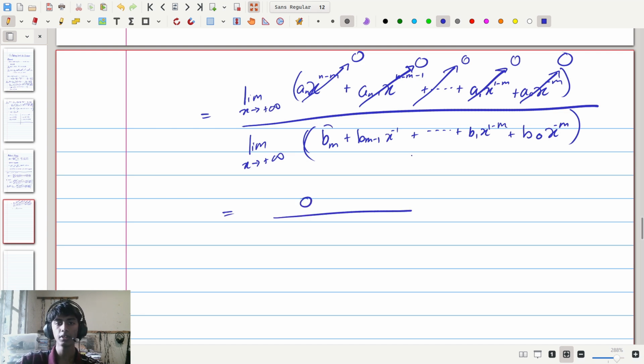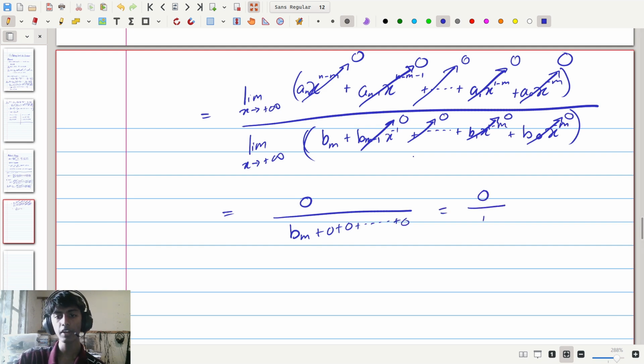On the bottom, this is a constant. Taking the limit of a constant is the same as the constant. So we have just b_m here plus, over here, this is a negative power of x. Every other term here is also going to be a negative power of x all the way down, and taking the limit as x approaches positive infinity of all of these negative powers is going to make all of them approach 0. So everything else is approaching 0. If I write them down, plus dot dot dot, all of them are 0.